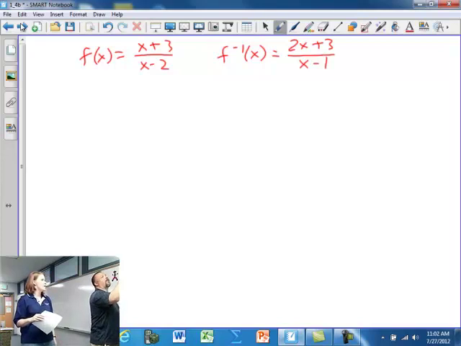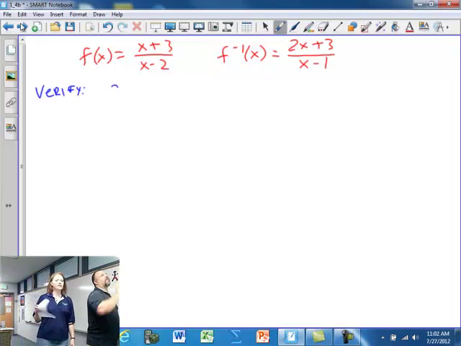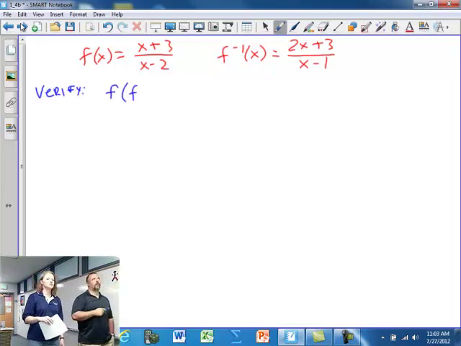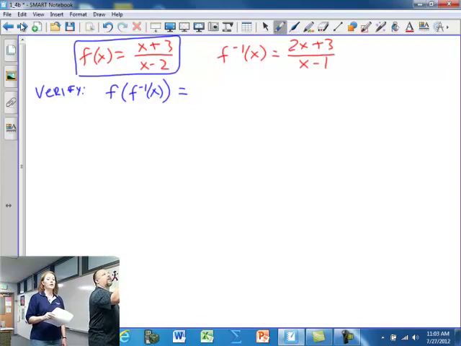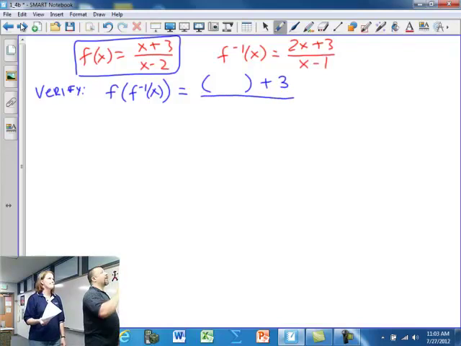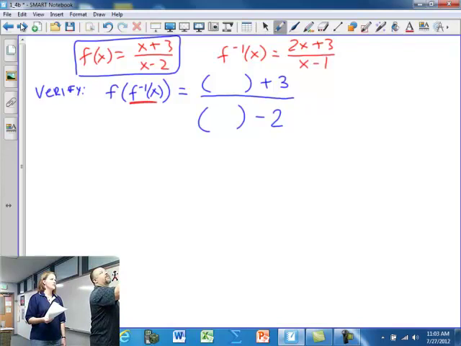Two steps. First step, we want to show that f of f inverse of x equals x. So take the inverse and plug it into your original function. Everywhere you see an x in the f of x function, you're going to leave a little space or parentheses to make a home for the new expression. What are you going to plug in there? We're going to plug in f inverse, which is this entire mess.